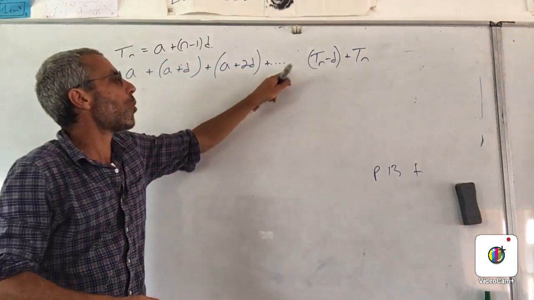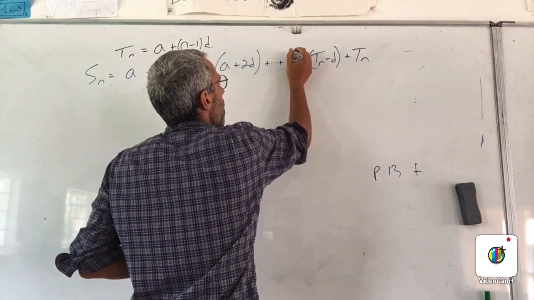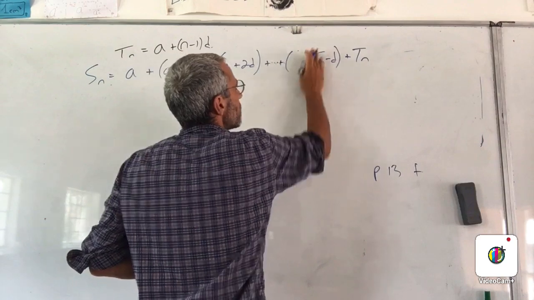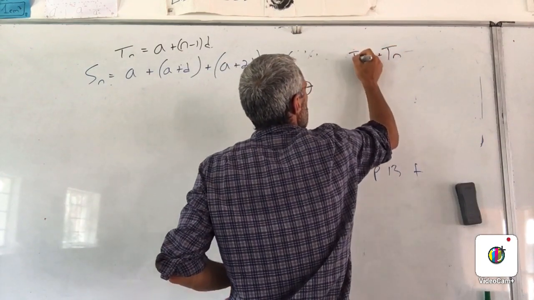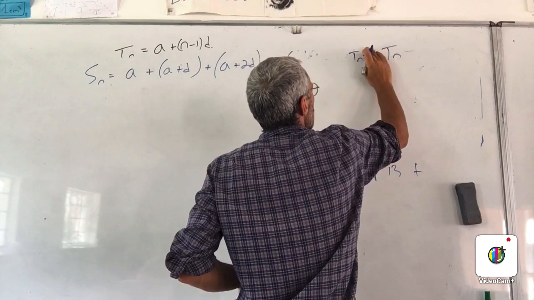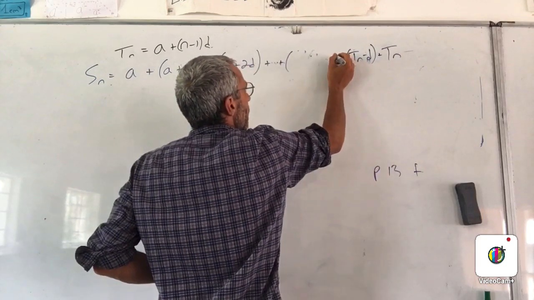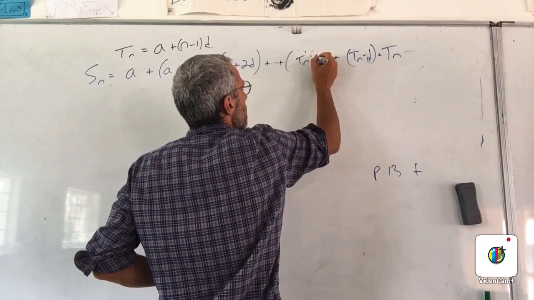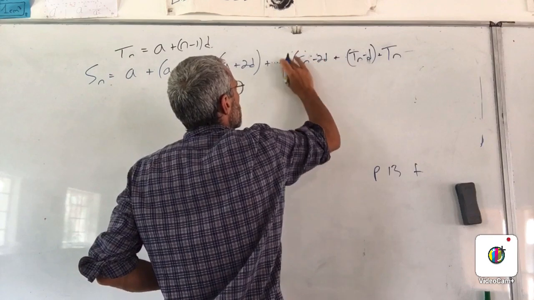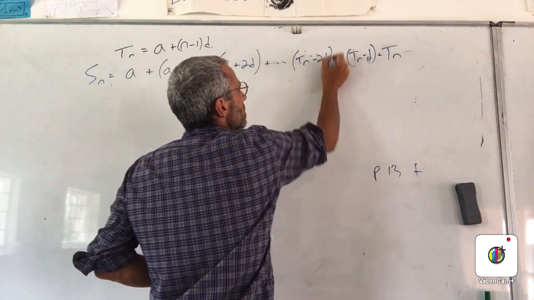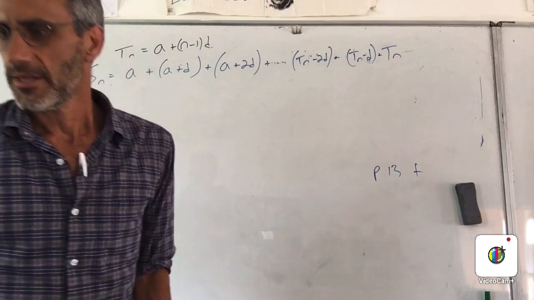If I wanted to go one more step back, let's do one more. Dot. What will be this one? I ran out of space. Hang on. So this is Tn minus D, and that's going to be Tn minus 2D. Okay? Alright? We happy with that? Okay.